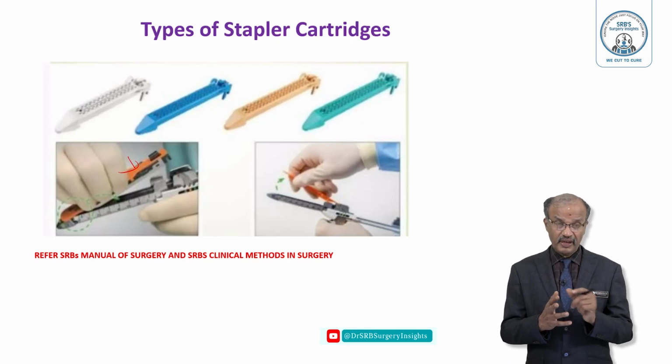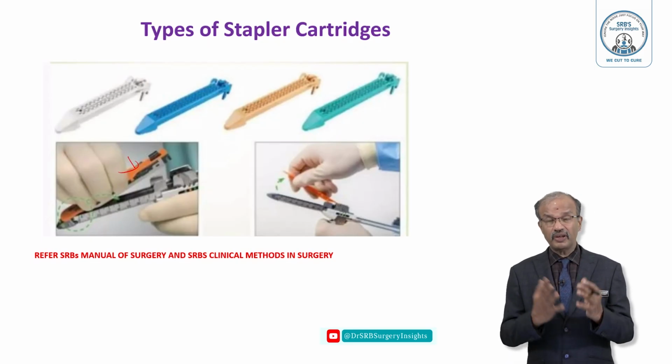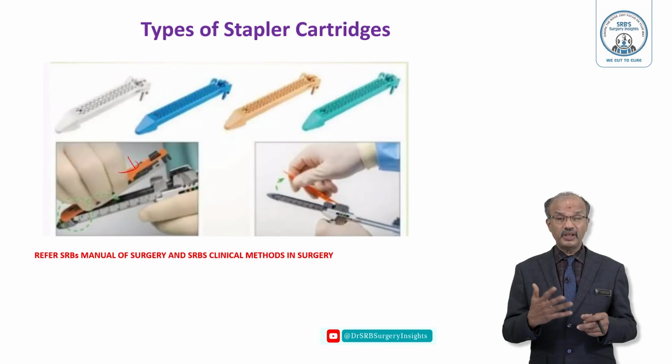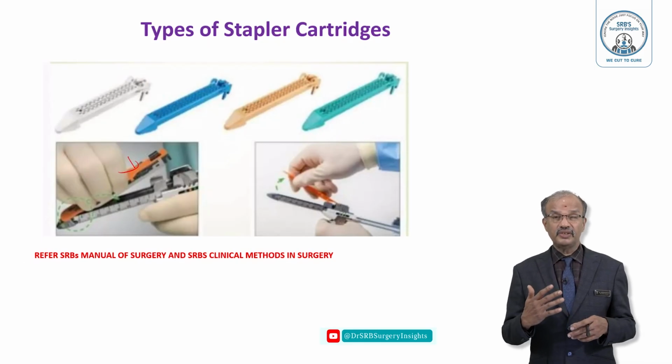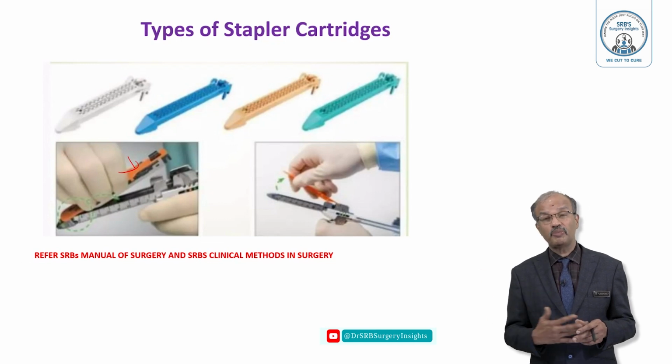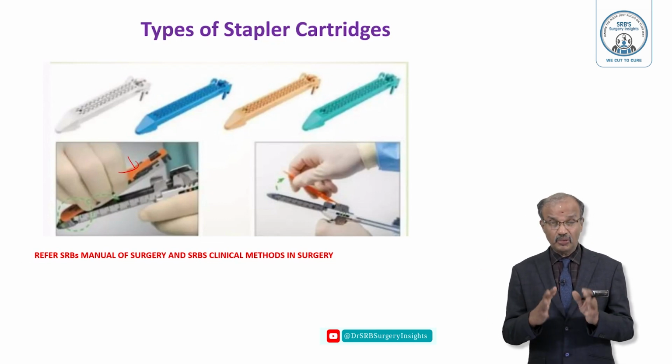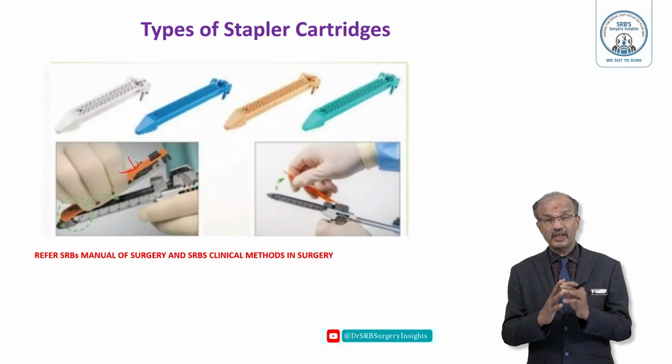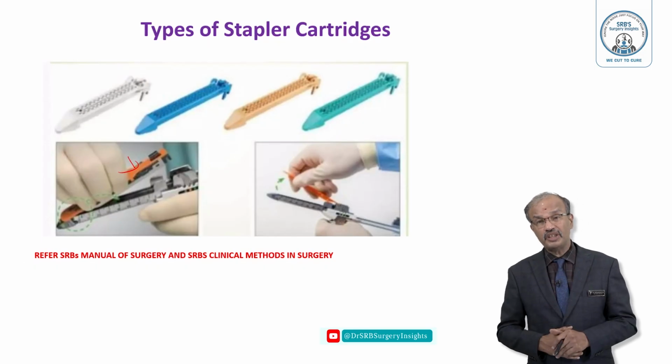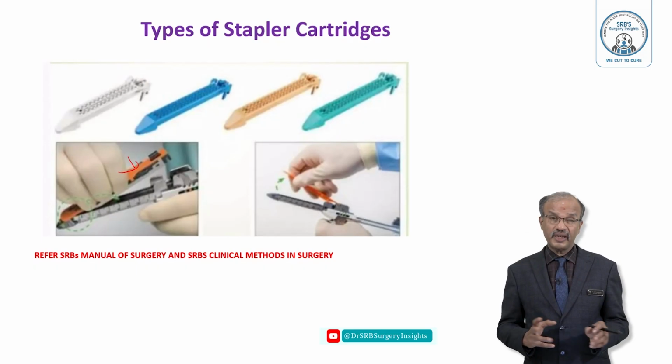Then fire it, unlock it, fire it. Wait for usually 20 seconds. Count it 1, 2, 3, up to 20 like that. Maybe up to 30 seconds. Then you need to confirm that it is adequately formed, a B shape, that's important. Then unlock it and remove the stapler.